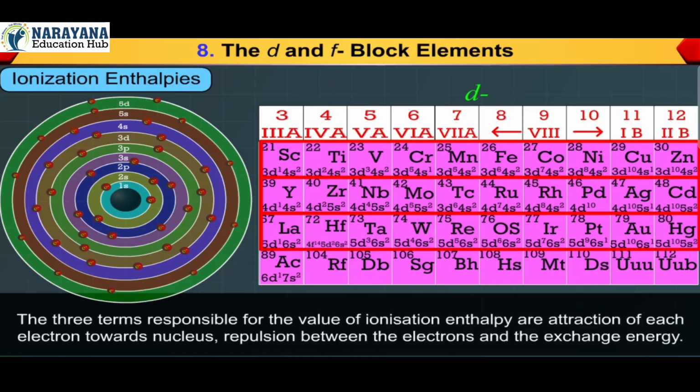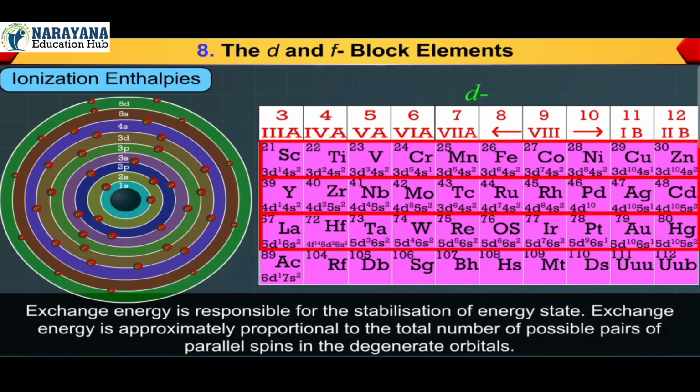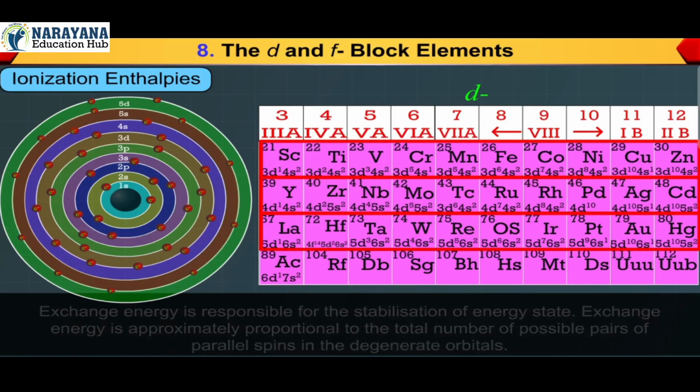The three terms responsible for the value of ionization enthalpy are the attraction of each electron towards the nucleus, the repulsion between the electrons, and the exchange energy. Exchange energy is responsible for the stabilization of the energy state. Exchange energy is approximately proportional to the total number of possible pairs of parallel spins in the degenerate orbitals.